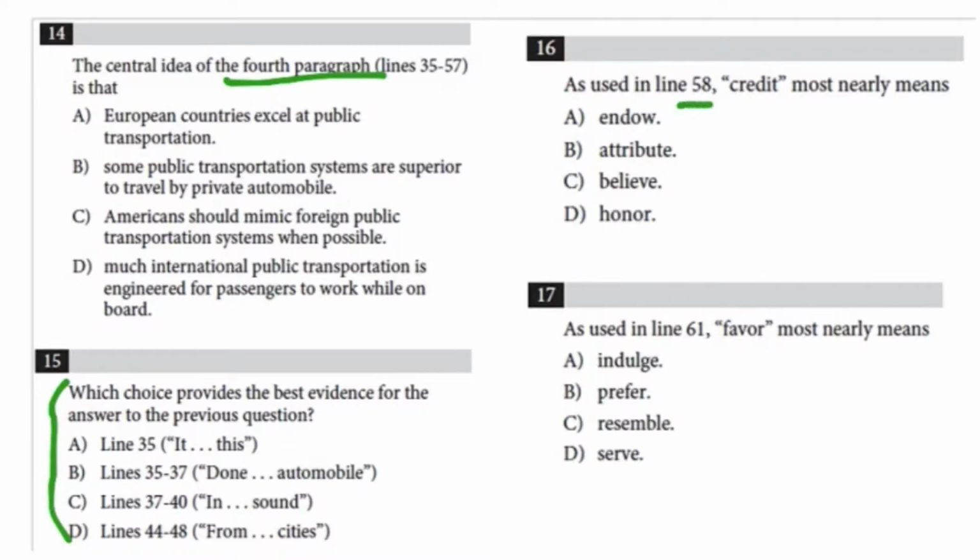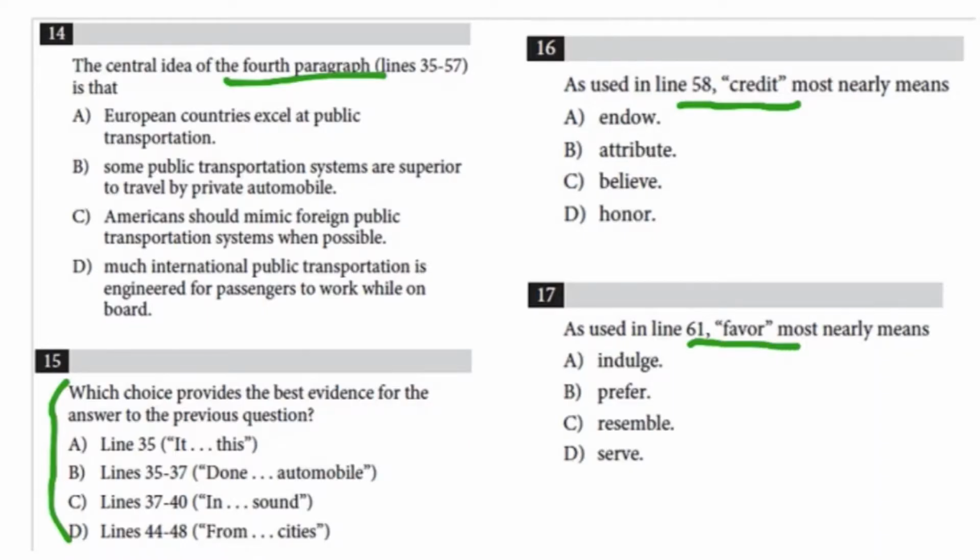Question 16 is vocabulary. We've got a separate video for vocabulary as well, but these can be answered at any point. You just plug in each of the answer choices to the text and see which one best fits. Again, we've got a completely separate video on how to do that, but 16 could be answered at any moment. 17 is also vocabulary. Same thing.